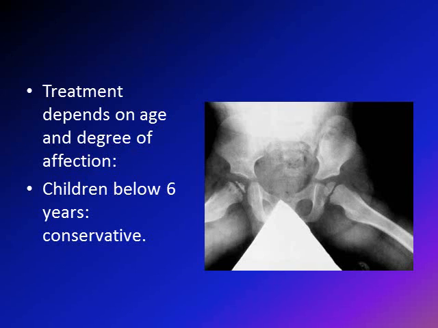These children should be referred to an orthopedic surgeon because the treatment of Perthes disease is very debatable, and there are lots of controversies. However, in general, children less than 6 years old are usually managed conservatively. Children who are older than 8 years old are usually treated with surgery.